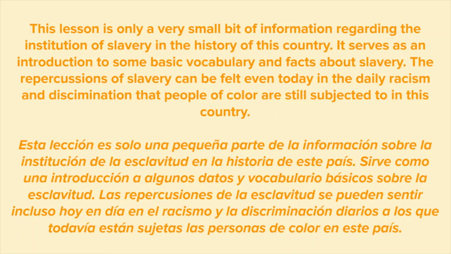This lesson is only a very small bit of information regarding the institution of slavery in the history of this country. It serves as an introduction to some basic vocabulary and facts about slavery. The repercussions of slavery can be felt even today in the daily racism and discrimination that people of color are still subjected to in this country.